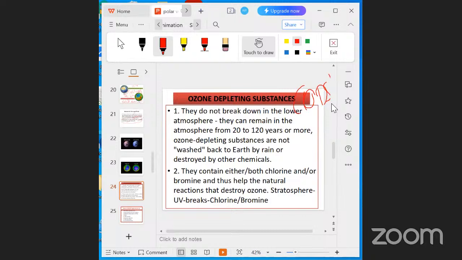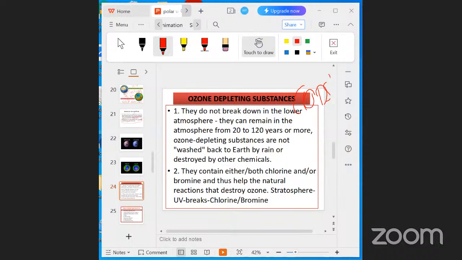ODS generally contain chlorine, fluorine, bromine, carbon, and also hydrogen in varying proportions, and are often described by the general term halocarbons. The chlorofluorocarbons, carbon tetrachloride, and methyl chloroform are important human-produced ozone depleting gases that have been used in many applications, including refrigerators, air conditioning, etc.